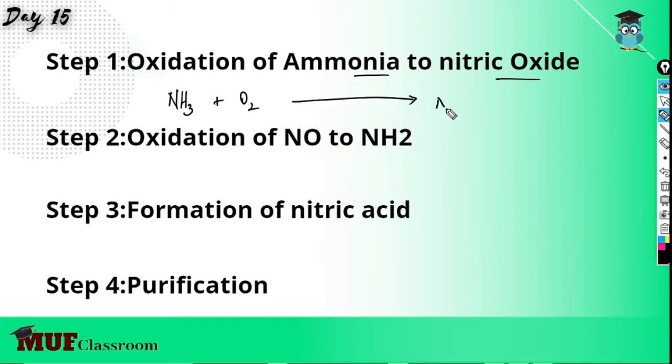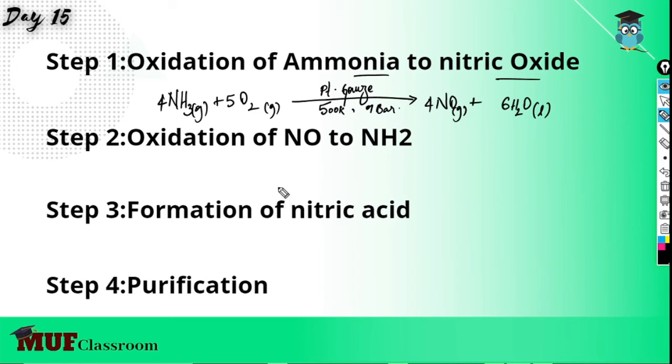to form nitric oxide plus 6H2O. So all are gaseous, and it needs 4 ammonia plus 5 times O2, and we get 4 nitric oxide plus 6H2O, and it has a catalyst, that is platinum gauze, at 500 Kelvin and 9 bar pressure.